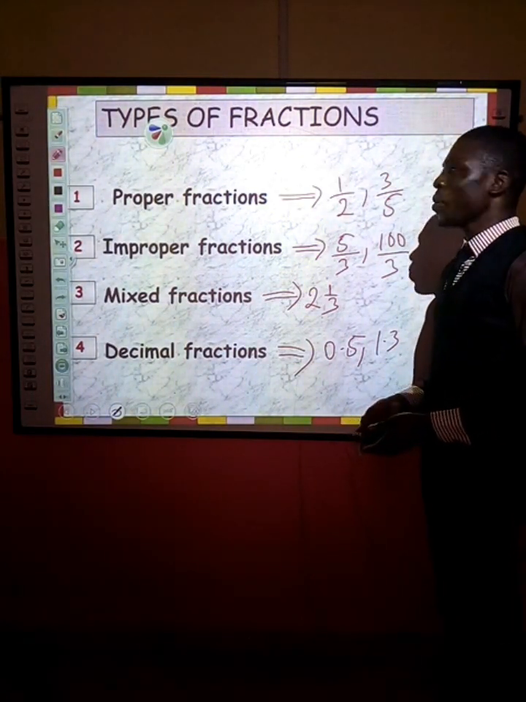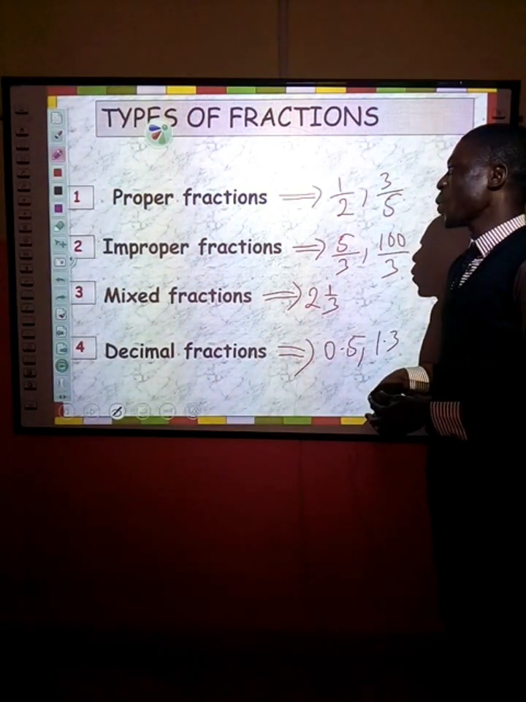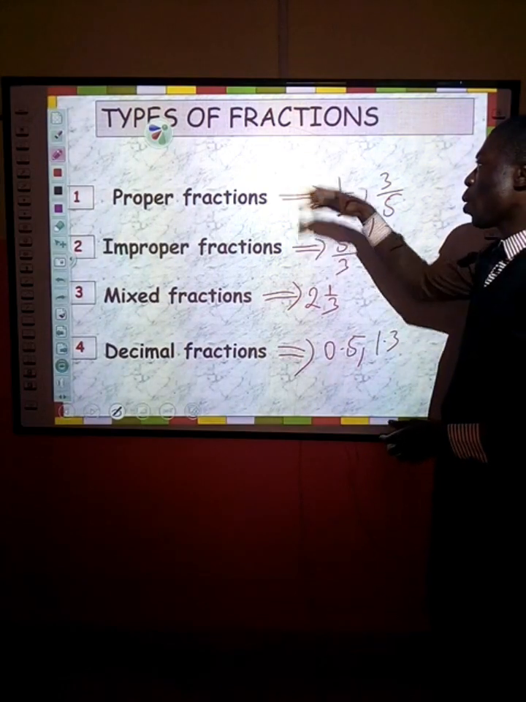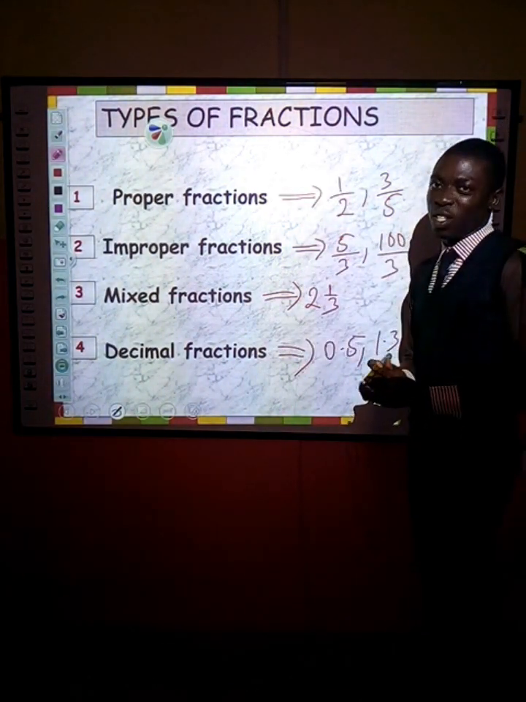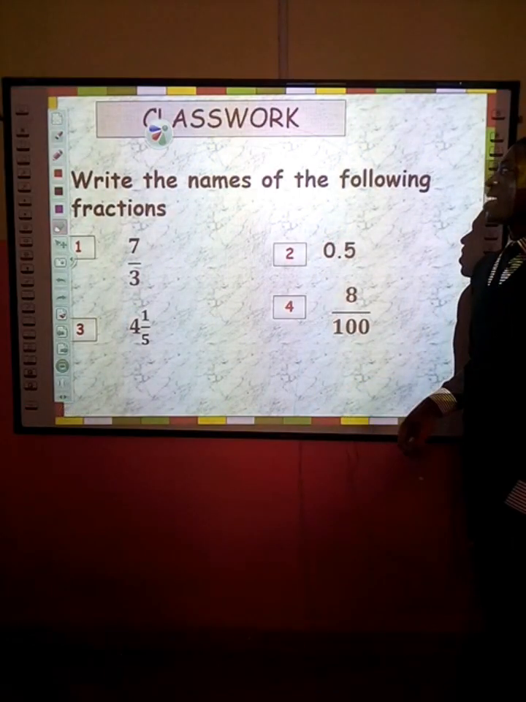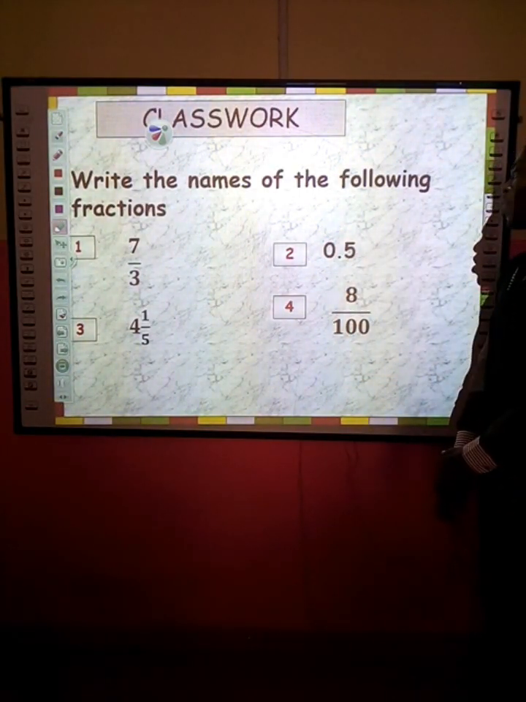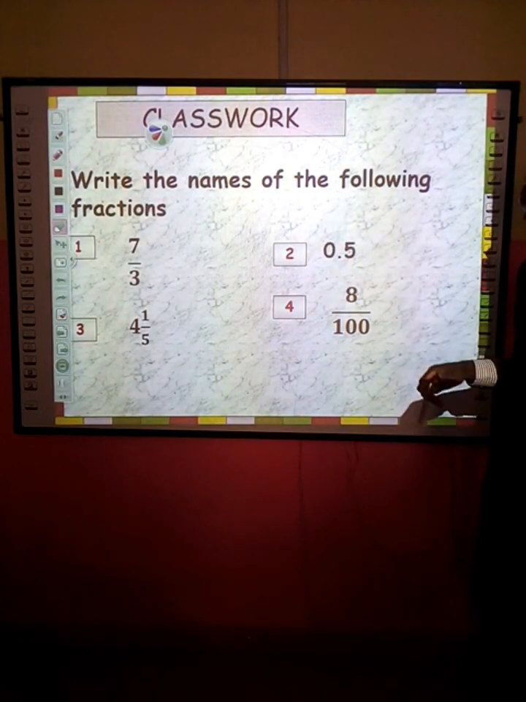So for a quick one, I want to give you something. You know, maths is a doing subject, so I want to give you something to check if you have understood the explanation of proper fractions, improper fraction, mixed fraction, and then decimal fractions. Maths is a doing subject, just like I told you. So I have some questions here for you to identify. Write the names of the following fractions.